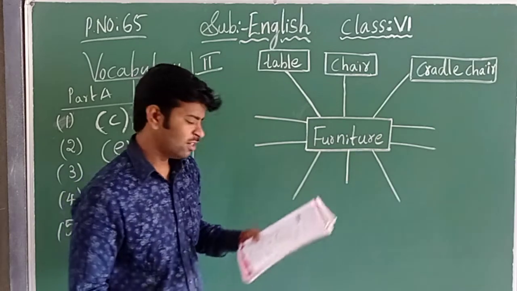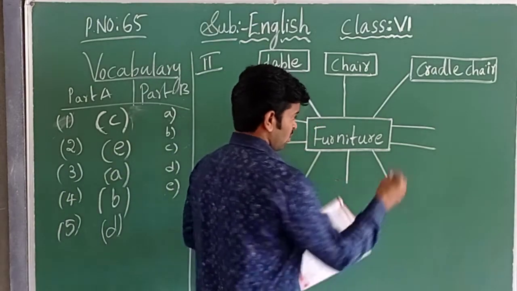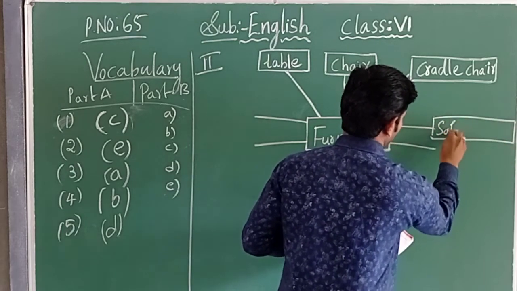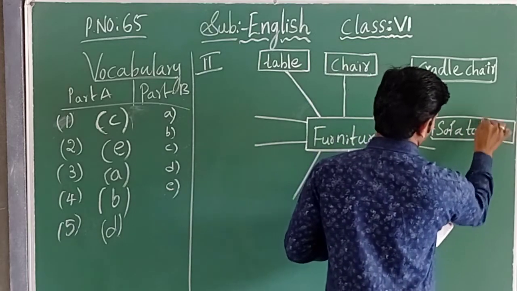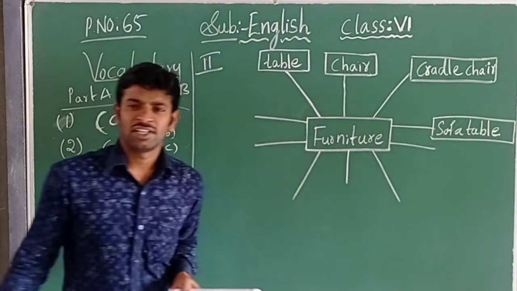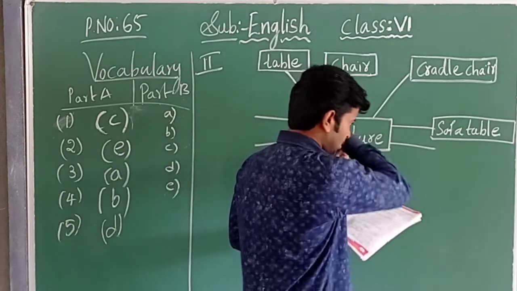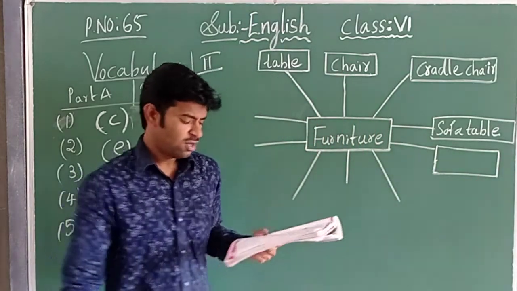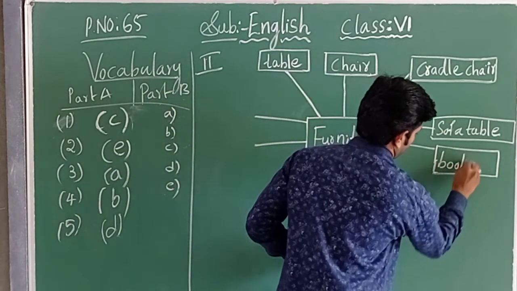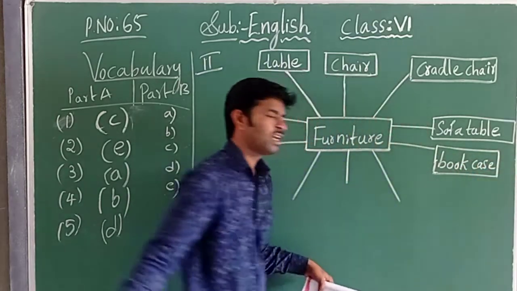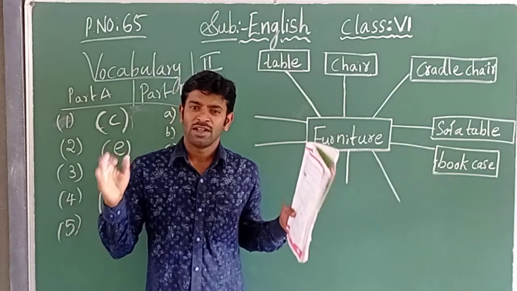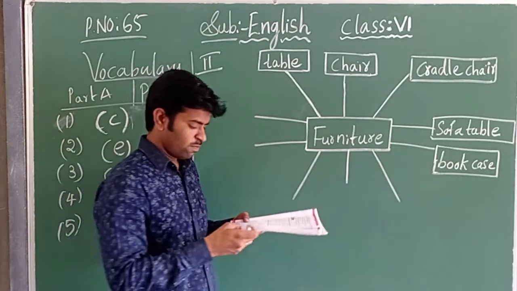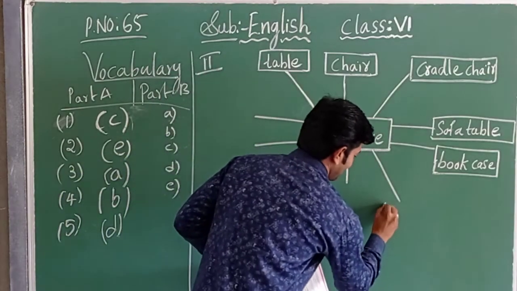It is also made up of wood only. Next one is sofa table. It is one type of furniture, children. Sofa table is also one type of furniture. Next one is bookcase. Bookcase is nothing but a shelf made up of wood, used for keeping the books. Okay. Bookcase. Next one, dining set.